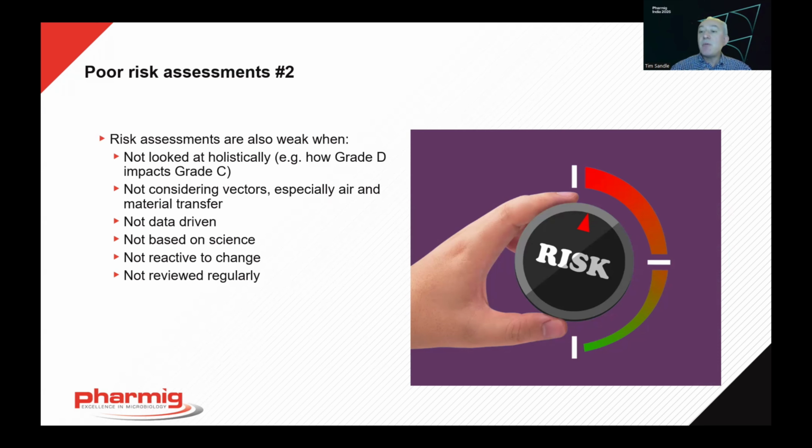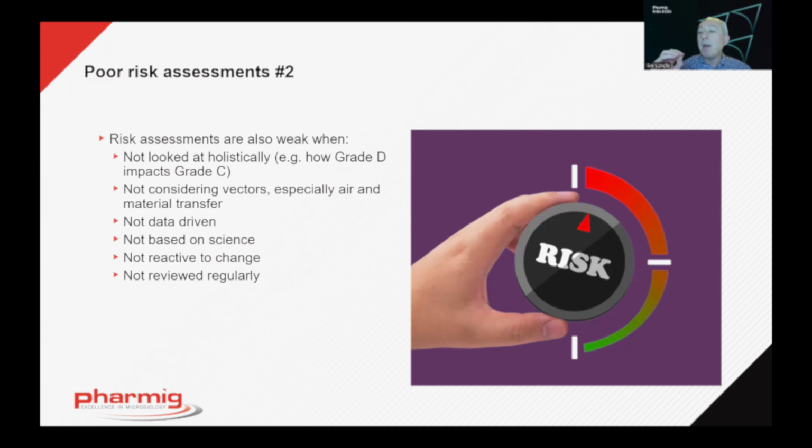Other weaknesses with risk assessments are not giving equal weighting to people, surfaces and air, and understanding air distribution. Risk assessments that are good are based on data, so we accumulate information, we use scientific principles, we use proactive assessments wherever we can, and also we don't just put these things on shelves to gather dust, but we look at them on a regular basis.